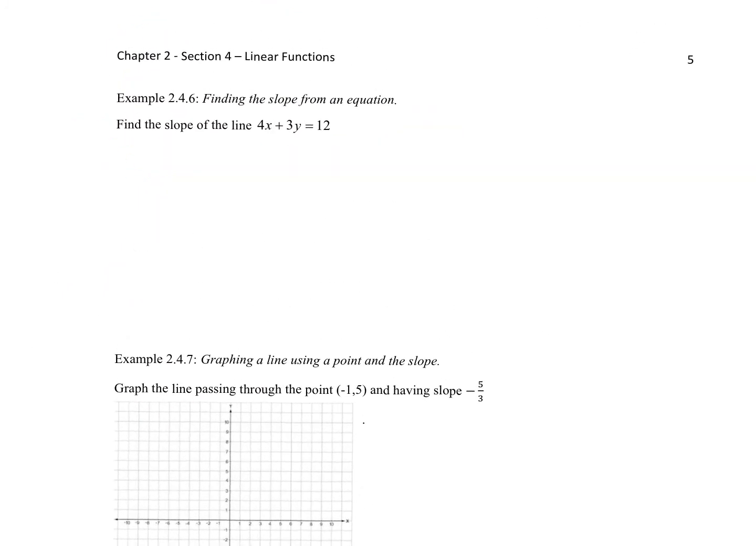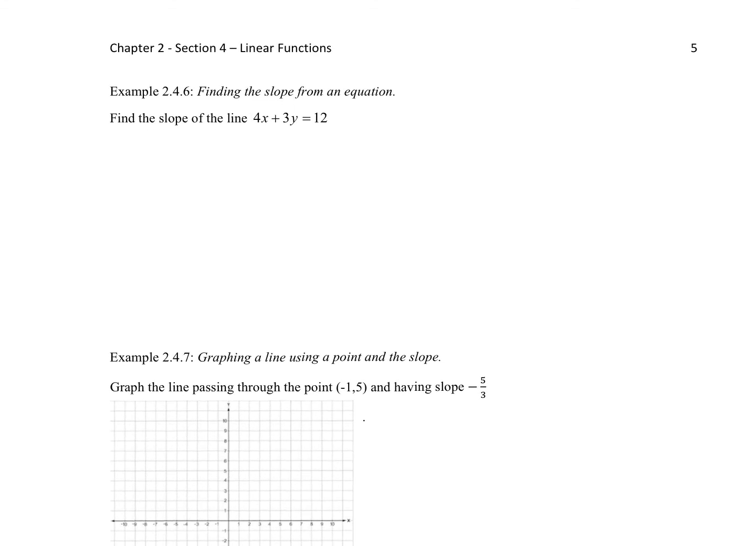Okay, so now we found the slope from points. Let's find the slope from an equation. So let's copy our equation down. 4x plus 3y equals 12. And if I could get this in the form y equals mx plus b, I could absolutely find that m.